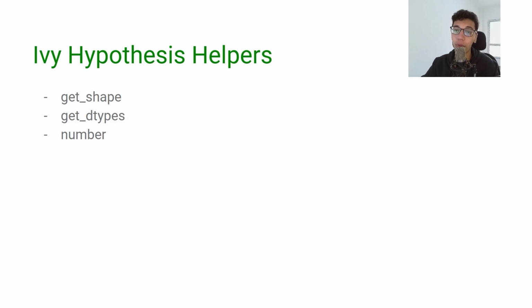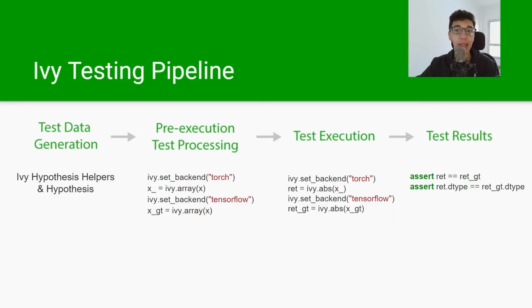So we can generate a number of data type int8, for example, and it will range from negative 128 to 127. We have a strategy called dtype and values, and this is one of the most used strategies in Ivy. Dtype and values returns two lists, the first containing a data type, and the second containing a randomly generated array of numbers of the correct data types for the function itself. We're going to have a deeper look at dtype and values later when we describe how to write an Ivy test. Also, there is a lot more in the Ivy hypothesis helpers, which I also suggest you look at in the docs. Now let's have a look at the Ivy testing pipeline.